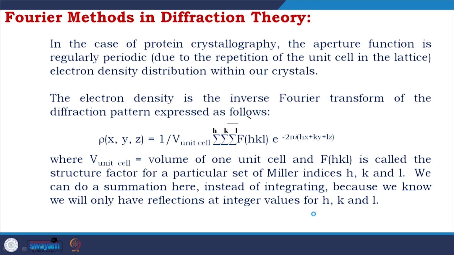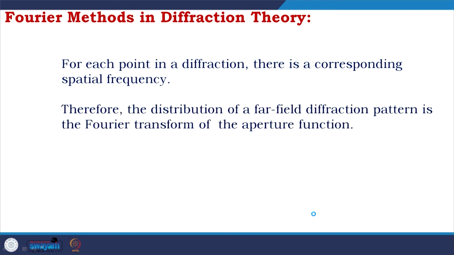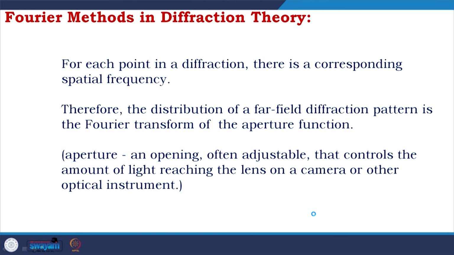We have already talked about that for a particular set of Miller indices h, k and l. We can do a summation here instead of integrating, because we know we only have reflection at integer values for h, k and l. For each point in a diffraction pattern, there is a corresponding spatial frequency. So, the distribution of a far field diffraction pattern is the Fourier transform of the aperture function. An aperture is an opening, often adjustable, that controls the amount of light reaching the lens on a camera or other optical instrument.